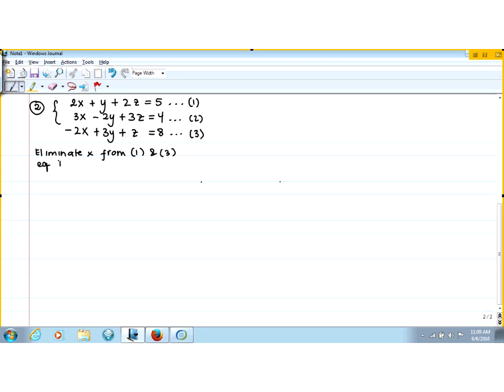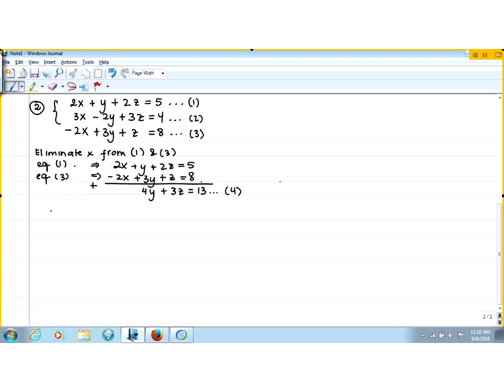Equation 1 and equation 3, we just copied, right? Because we have 2x and negative 2x. So we have 2x plus y plus 2z is equal to 5. What's the second one? Negative 2x plus 3y plus z is equal to 8. So we cancel the 2x, and what about this? 4y plus 3z is equal to 13? Okay, this is equation 4.